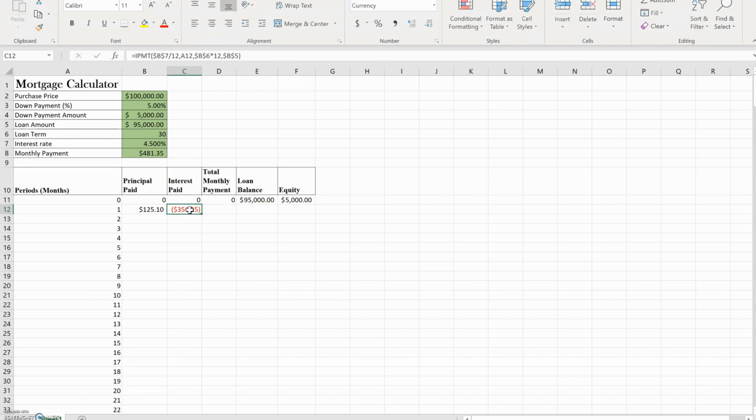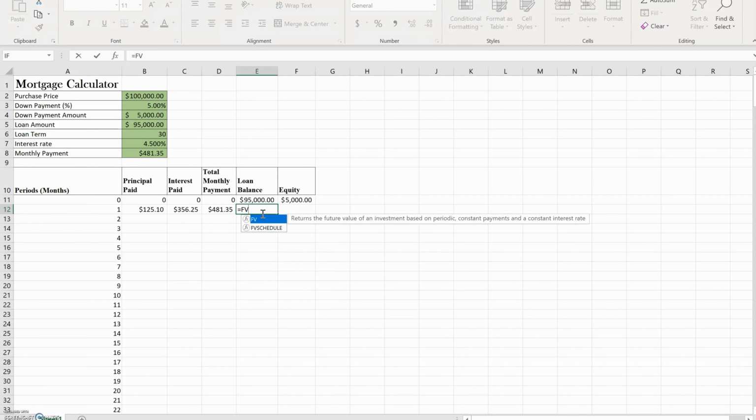And we got $356.25 goes towards interest. And then you're just going to click on the cell, press equal, go to this cell, plus this cell, and then your loan balance. Now, you can do loan balance 2 different ways. You can do it the more complicated way and do a future value calculation, like here, and do rate divided by 12, number of periods.